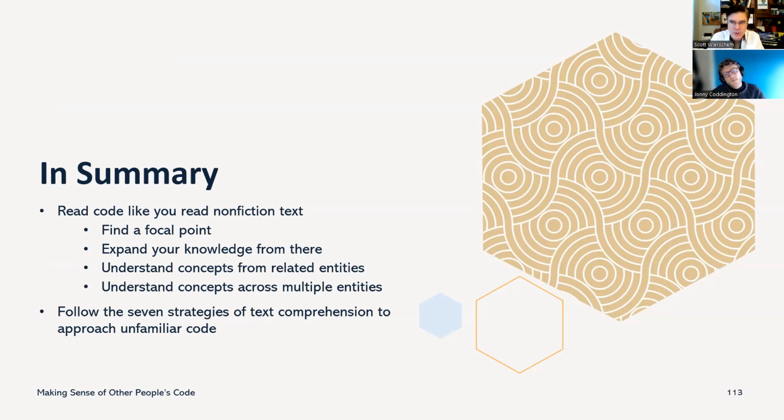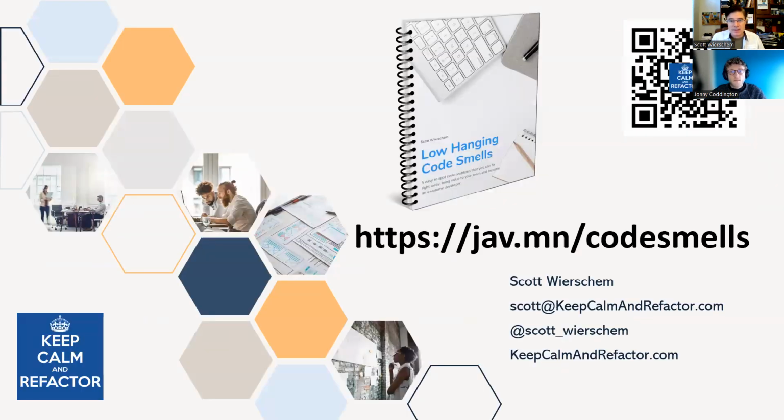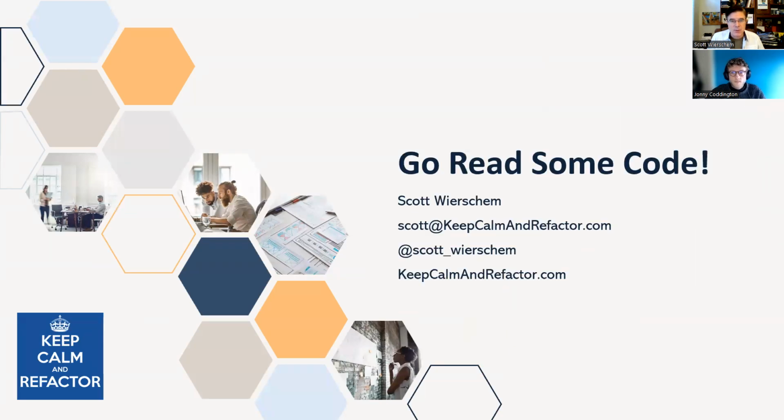You can also read your code as if it were nonfiction text. Find your focal point, expand your knowledge from there, understand concepts from related entities, understand concepts across your multiple entities. And then you can follow the 7 strategies of reading nonfiction text so you can understand your unfamiliar code. Okay. And so, read some code.